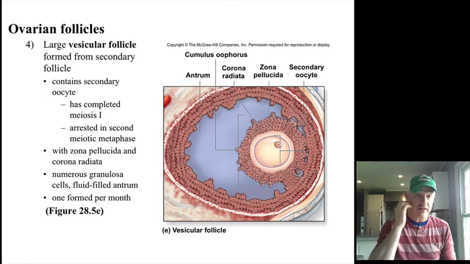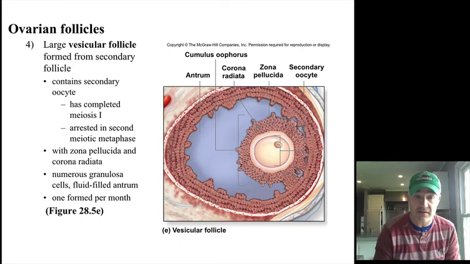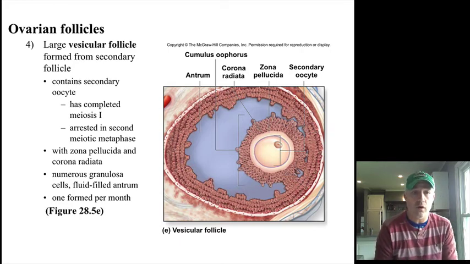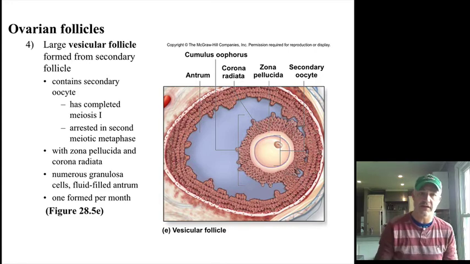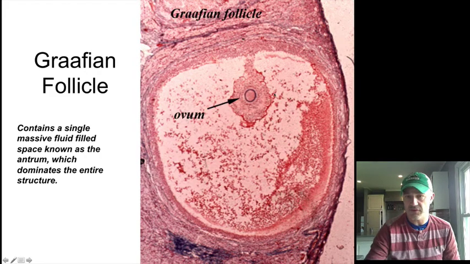What we're going to see is these follicles starting to get larger and larger as this is completing some of those parts of meiosis. And we're going to see that we're going to get generally one follicle that is going to get to this really large fluid-filled antrum, this large vesicular follicle from that secondary follicle. And that's what gets us to this Graafian stage, which you can see here, large fluid-filled antrum.